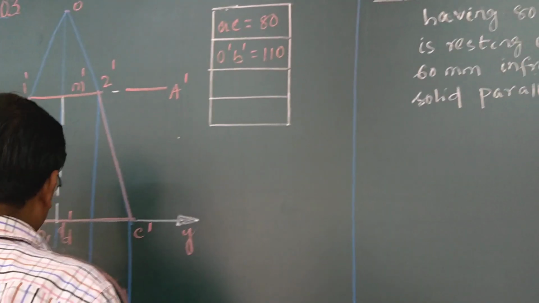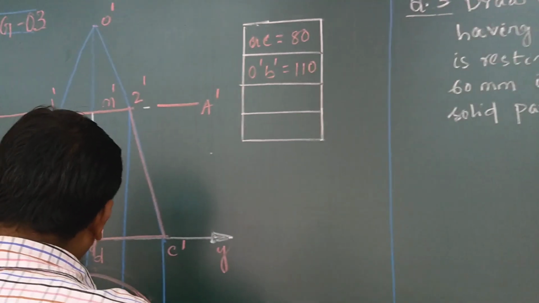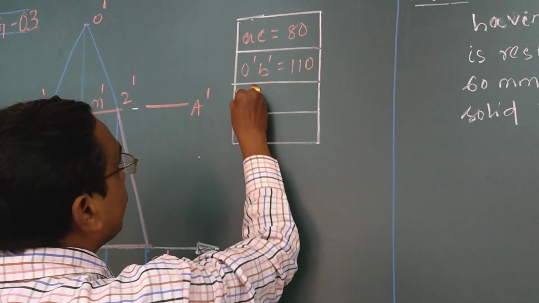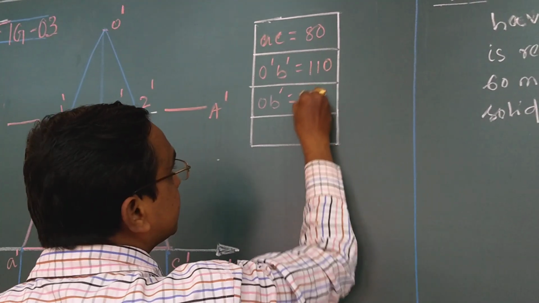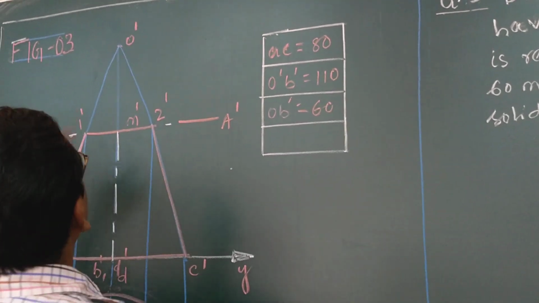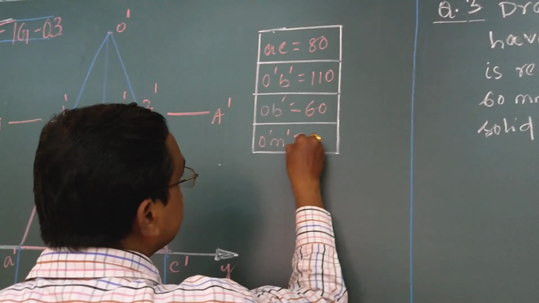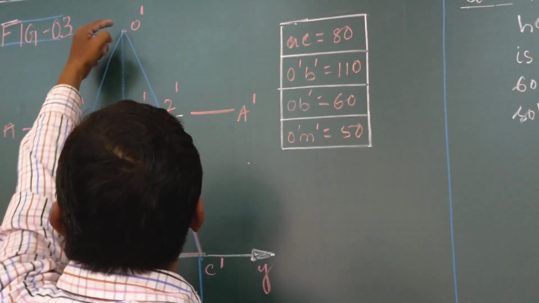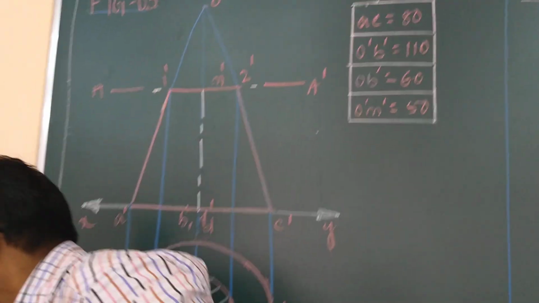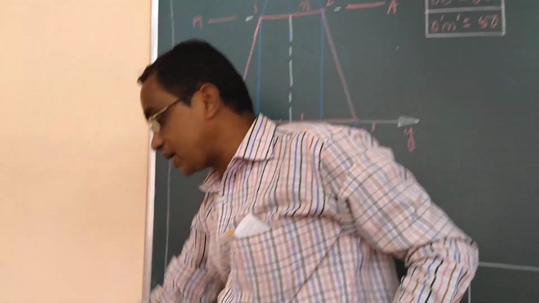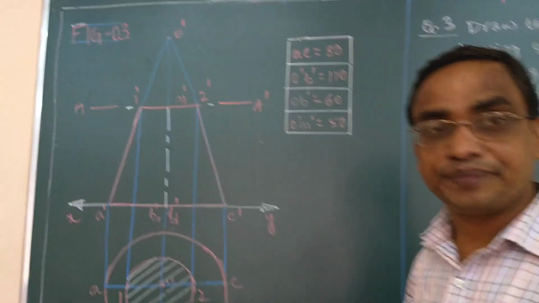Then M2, this is your M dash, this is your O. O to B dash, how much in front of? 60. Then O dash to M dash is 50, because from the vertex you measure 50 mm and cut it with the help of a cutting blade. Now the cone becomes a conical frustum. This is all about sheet number 3. Thank you.